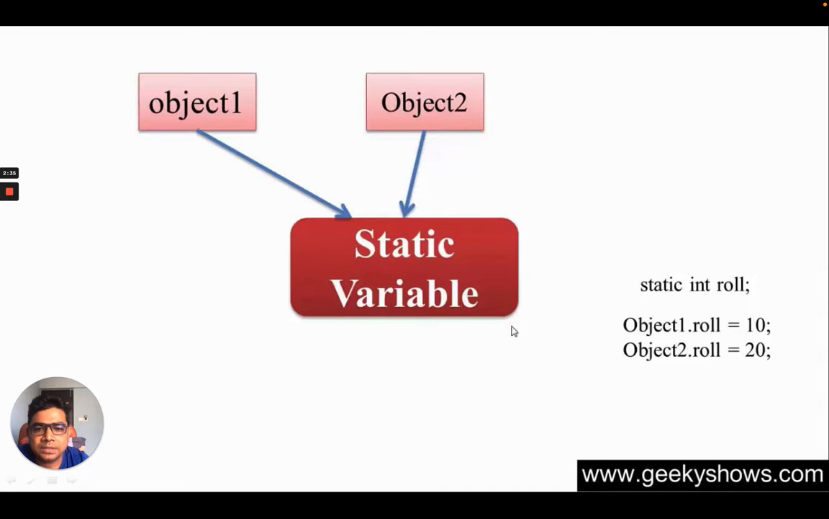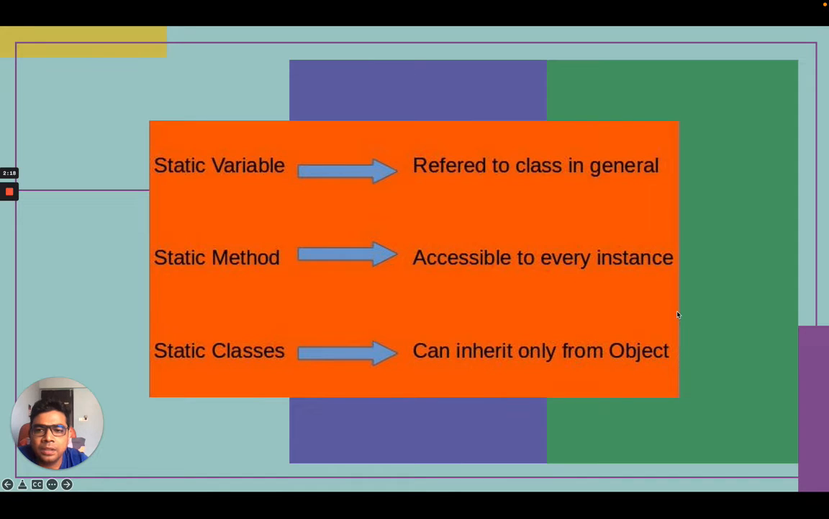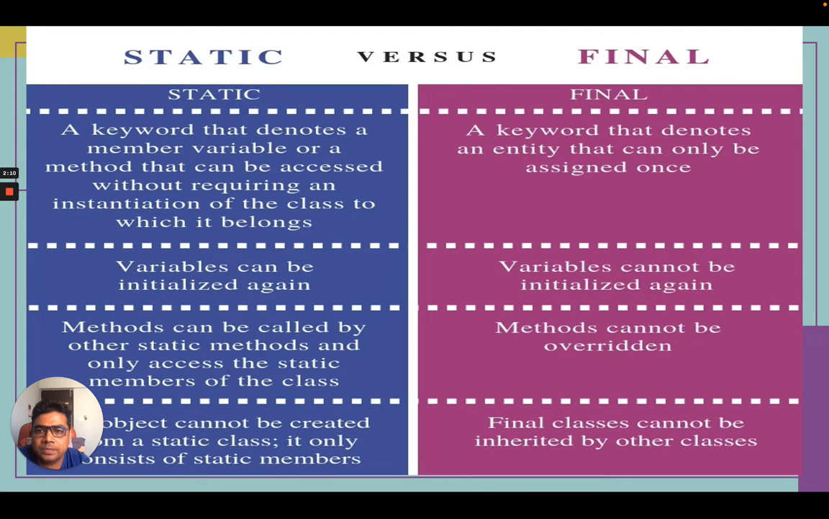Now, as I said, a static member is available for all the objects of a given class. So here you can see the static int role. The role is available to object 1 as well as object 2. Static variables refer to the class in general. Static methods are accessible to every instance. Static classes can be inherited only from the objects.